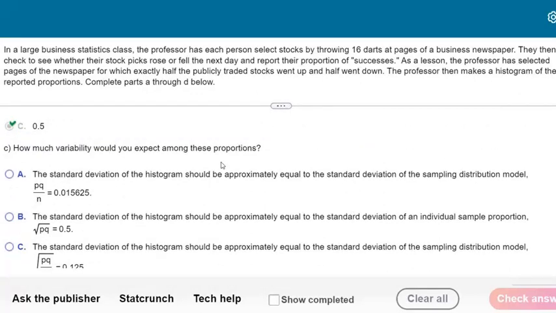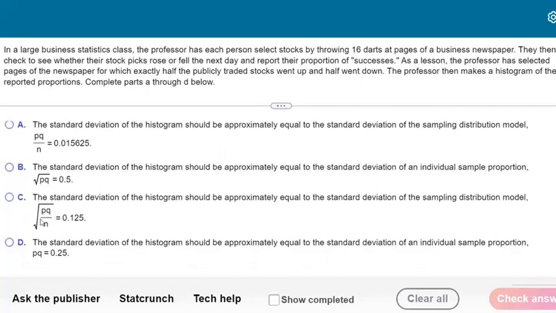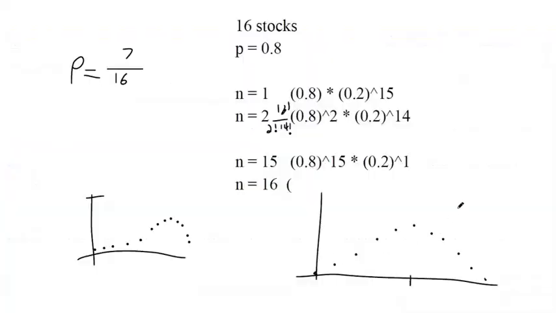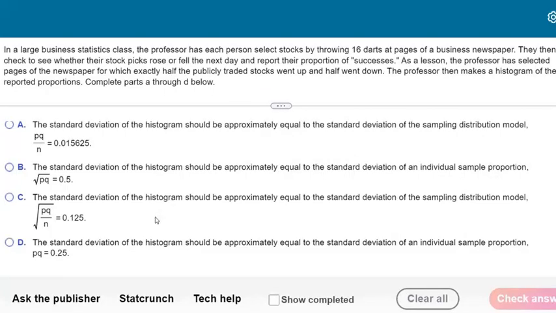But how much variability would you expect among these proportions? So we can calculate this. And look, this looks like the normal distribution, right? So you might have seen this in the textbook, but to calculate a z-score for a proportion, you'd take your sample proportion, subtract the hypothesized proportion, and then divide by the standard deviation of proportions, which is the square root of p times q over n. Okay. So that's how much you'd expect it to spread. The standard deviation of the histogram is what they're saying.